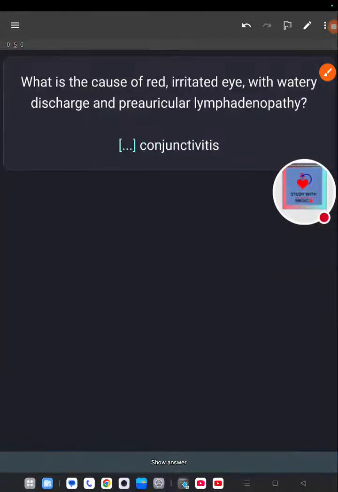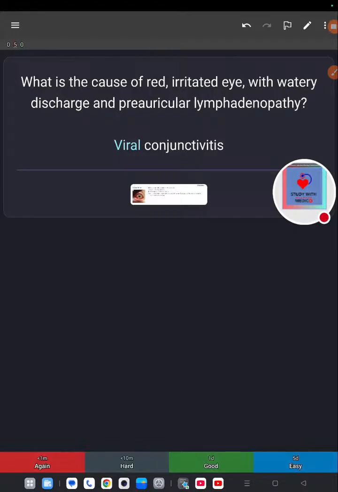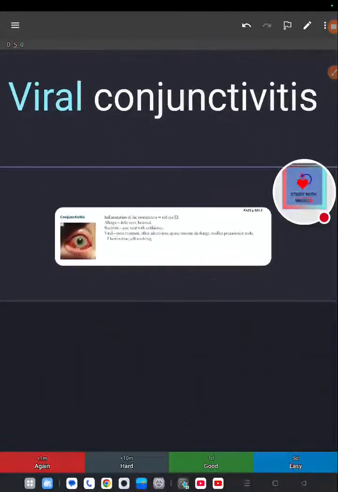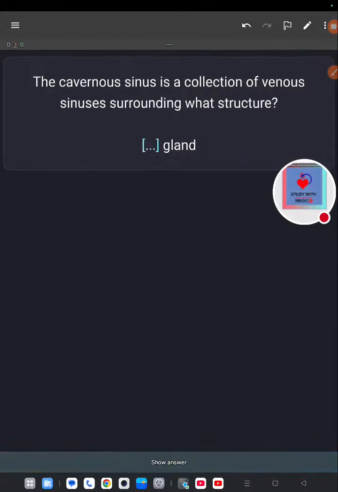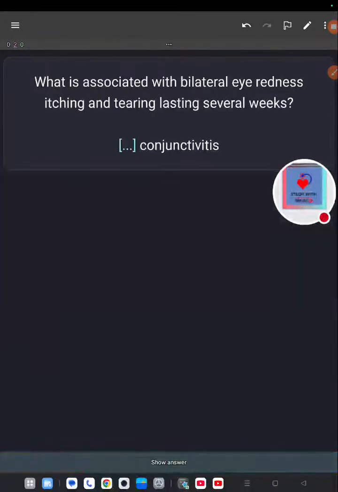What is the cause of a red irritated eye, watery discharge and pre-auricular lymphadenopathy? So this is adenovirus viral conjunctivitis. Pre-auricular lymphadenopathy, lacrimation, sparse mucus discharge: adenovirus. Unilateral red painful eye, oozing pus: bacterial conjunctivitis, antibiotic treatment. Pituitary gland, sella turcica, the pituitary gland sits on it.